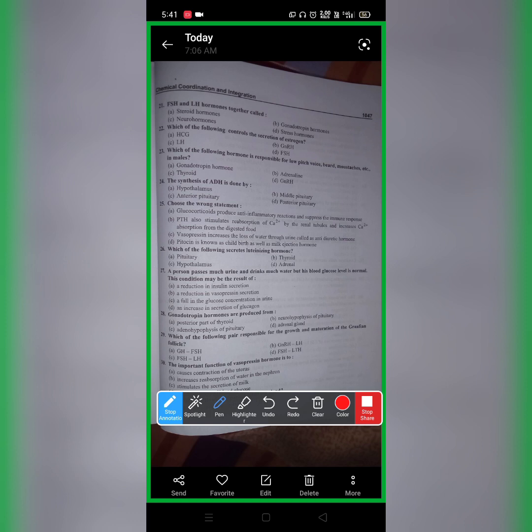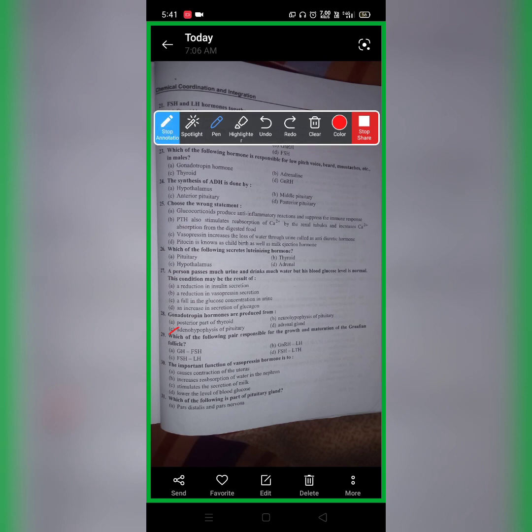Gonadotropin hormone is produced from? Option 1 is the posterior part of the thyroid. B is the neurohypophysis of the pituitary. C is the adenohypophysis of the pituitary. D is the adrenal gland. The answer will be option C, the adenohypophysis of the pituitary. Which of the following pairs is responsible for growth and maturation of the Graafian follicle? Option 1 is growth hormone and FSH, then gonadotropin releasing hormone and LH, follicular stimulating hormone and luteinizing hormone, and the fourth option is follicular stimulating hormone and luteinizing hormone. So the answer will be option number C.